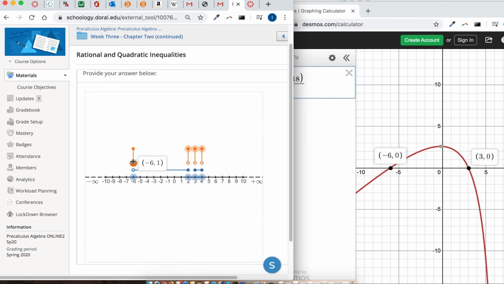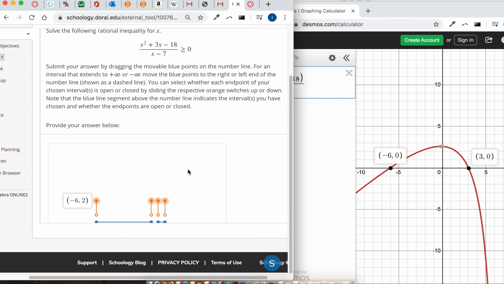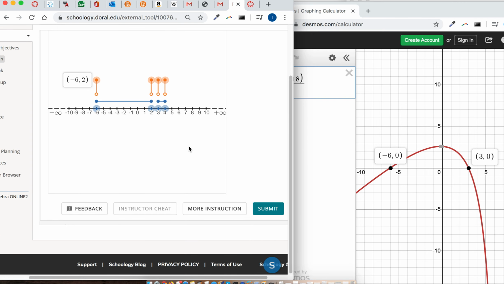Closed dot, right? I don't know which one's closed dot. Oh, that's open. So let's close dot. Okay, that's what we want. And I think Newton wants you to... Can't make these cross, huh?